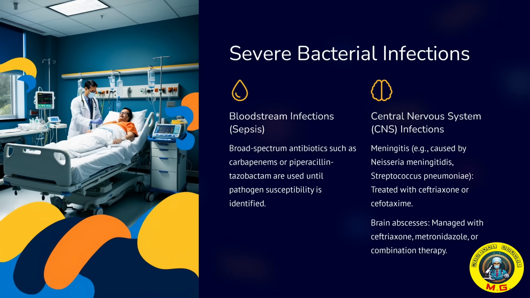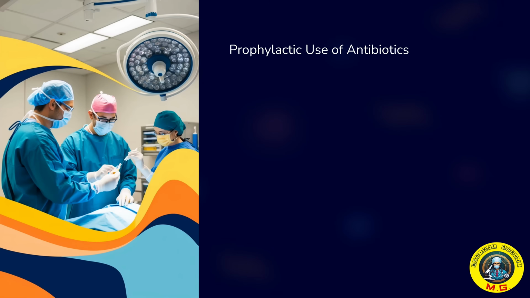Second use of antibiotics is for the prophylactic use. First, let's know what is prophylactic use of antibiotic. So the prophylactic use of antibiotic refers to administering antimicrobial agent to prevent infection in situations where there is a high risk of bacterial contamination or infection. Unlike therapeutic use where antibiotics treat an established infection, prophylaxis aims to avoid the onset of infection.